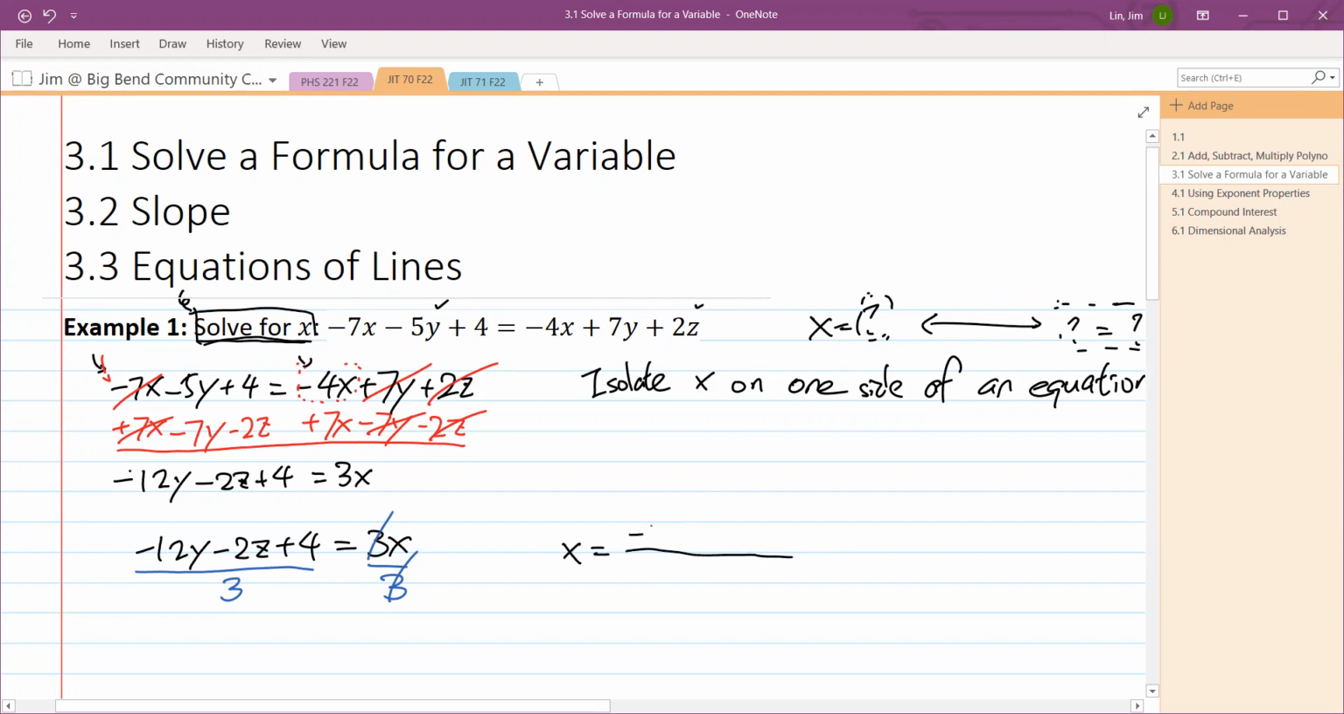If you don't have other variables like y or z, then your final answer would be a number, right? So x equals that huge fraction. That's also the simplified form we have. So problem solved.